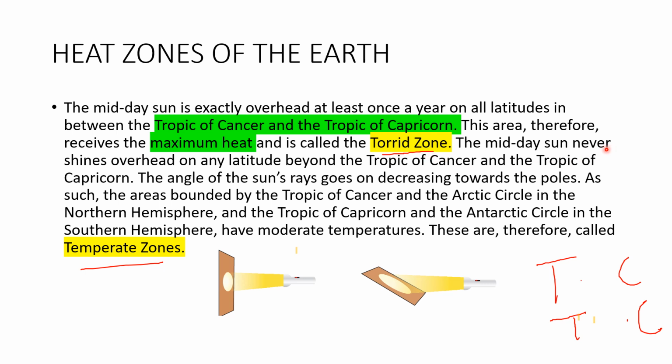Similarly, the midday sun never shines overhead on any latitude beyond the Tropic of Cancer and the Tropic of Capricorn. The angle of the sun's rays goes on decreasing towards the poles. As such, the areas bounded by the Tropic of Cancer and the Arctic Circle in the northern hemisphere, and the Tropic of Capricorn and the Antarctic Circle in the southern hemisphere have moderate temperature. So for the temperate zone, we should remember that it has moderate temperature. Basically, heat zones of the earth are known as the torrid zone and temperate zone.